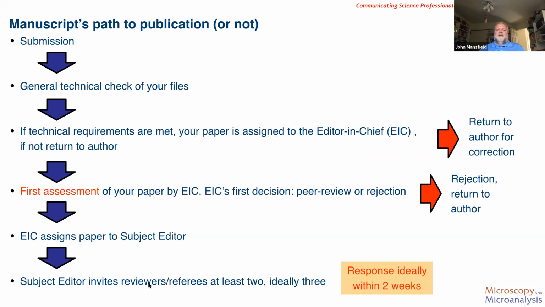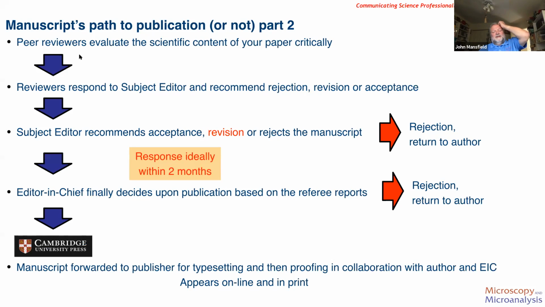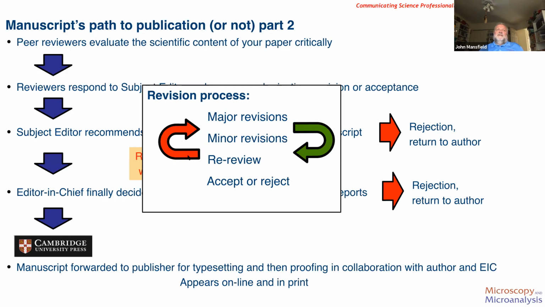Ideally 3 people, but at least 2. And we want to get that out to those reviewers within the first couple of weeks of actually handling the article. Okay, the peer reviewers evaluate the scientific content of your paper, respond to the subject editor, and recommend rejection, revision, or acceptance. Okay, and the subject editor will recommend acceptance, revision, or rejects the manuscript. Okay, so basically what happens is if he or she wants it revised, then it goes back to the authors for either major or minor revisions, then comes back, is re-reviewed, and it can go round this circle several times, okay? Because there are some people that will nitpick and make sure they get things absolutely right. We'll talk more about that in a second. And then we can recommend accept or reject, okay?